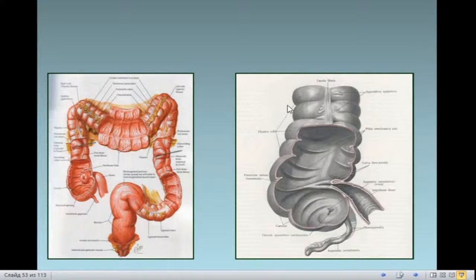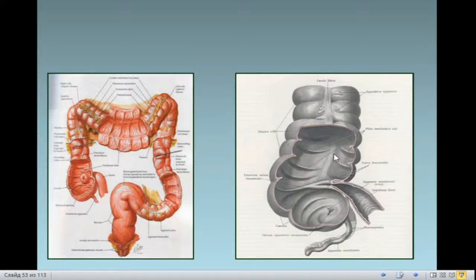And one more difference of the large intestine compared to the small one is that the large intestine has no entire muscular layer. Instead, the muscular layer is represented by 3 ribbons, which are called taenia. Ribbon, translation into Latin, taenia. And we have 3 taeniae: taenia libera, taenia mesocolica, and taenia omentalis. So these 3 taeniae contain muscular tissue inside.